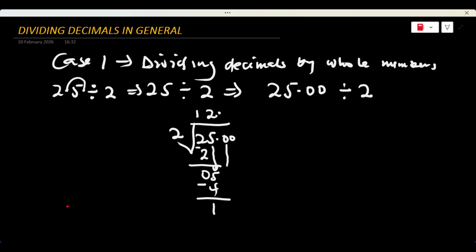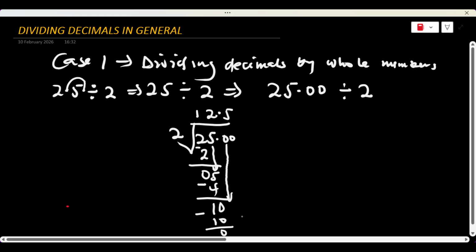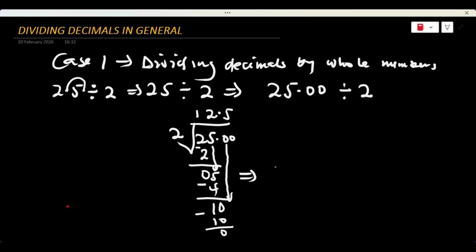You bring down your 0 to the 1, giving you what? 10. 2 goes into 10, 5 times. 2 times 5 is 10. Subtract, we have 0. So when you get 0 as your remainder, it tells you that you are done with your long division. So your answer to the long division is 12.5.